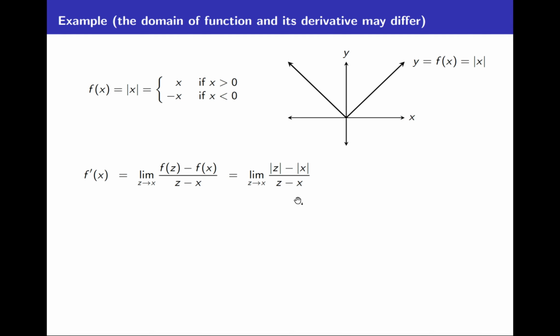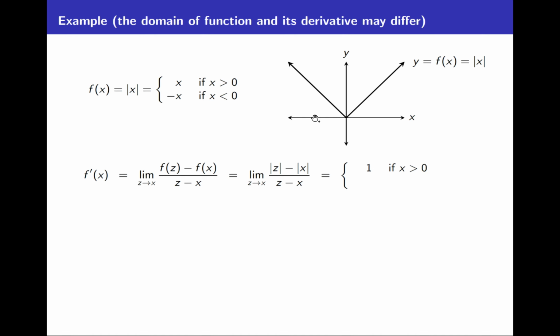Now this limit is going to work out differently depending on whether x is positive or negative. Think about x positive first. So x is over here, and z is approaching that positive number x, so z is positive as well. Since z and x are both positive, the absolute values aren't even necessary. They don't change a thing. So this is just z minus x divided by z minus x, which is just 1. This limit equals 1 if x is greater than 0.